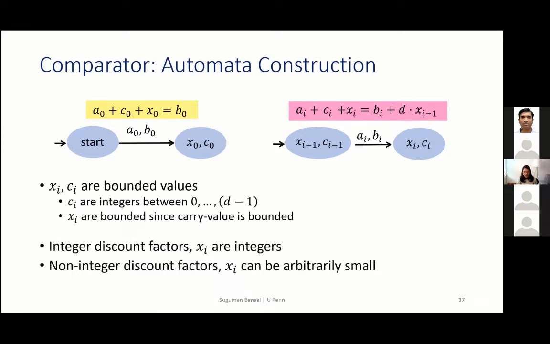However, when the discount factor is not an integer, if we eyeball the pink equation a little bit more, we can see that xi's can actually become arbitrarily small. And in fact, they will not just be integers. And in this case, there may not be finitely many values for the xi's.